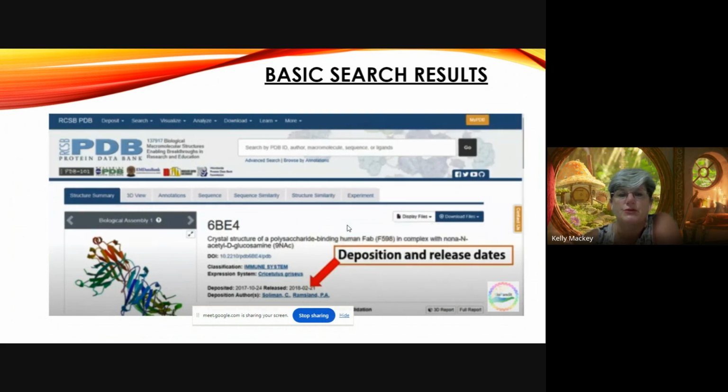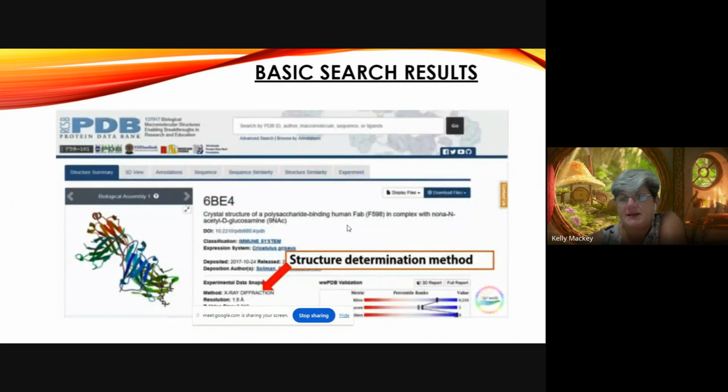your filter searches. And then when it was deposited. Deposit is when you actually submit it. But anybody who's been working online knows that sometimes you submit something and it takes a little while before they agree to make it public. So that's basically it. They deposited this in October of 2017, and it was finally published to the PDB in February of 2018.